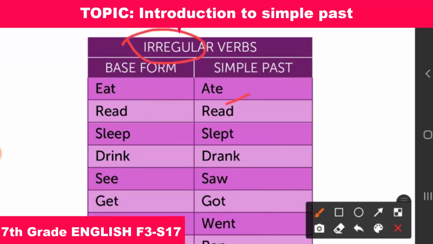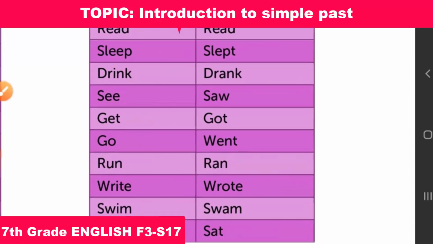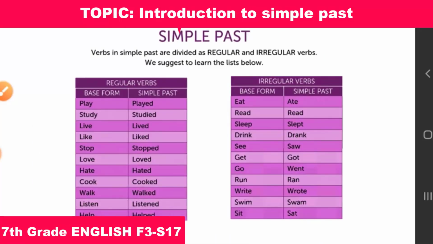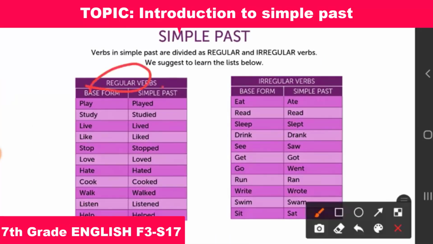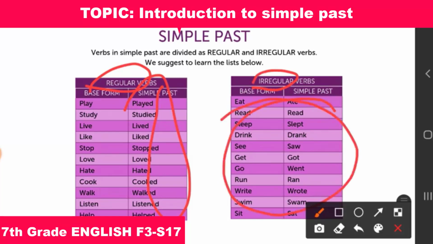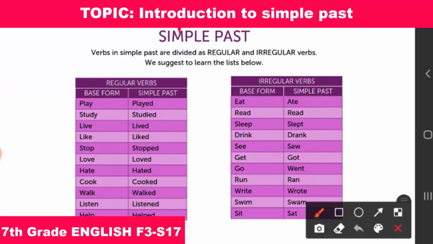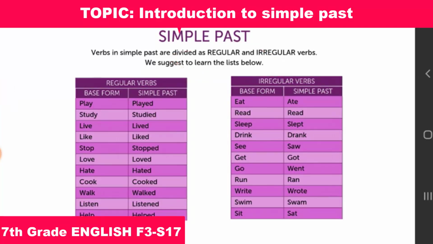Son irregulares, porque si usted se fija, ninguno termina igual, okay? No terminan en ed, sino que terminan en formas diferentes, todos. So, los dos clases de verbos son los regulars, porque todos terminan con ed, y la otra clase es irregular, porque son diferentes la manera en que se escriben todos. So, as a sugerencia: learn the lists below. Apréndase las listas que aparecen aquí abajo, okay?